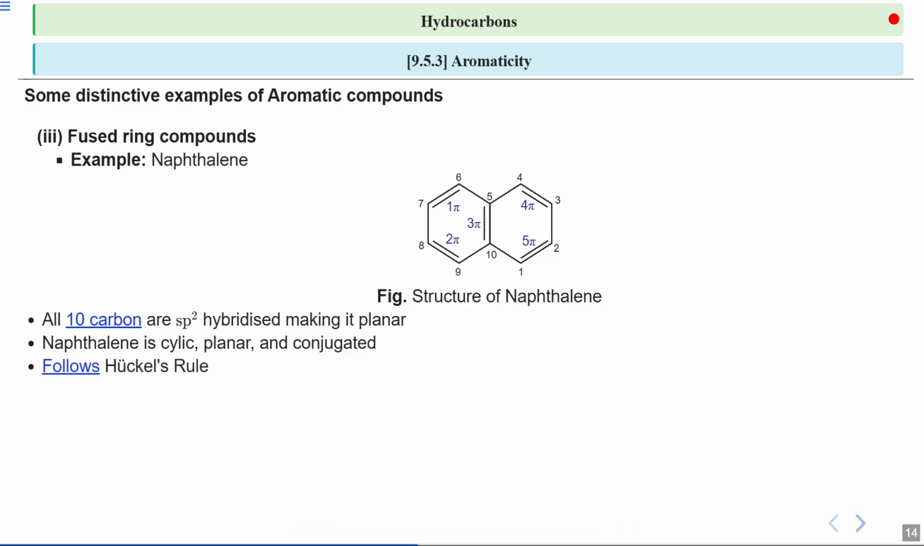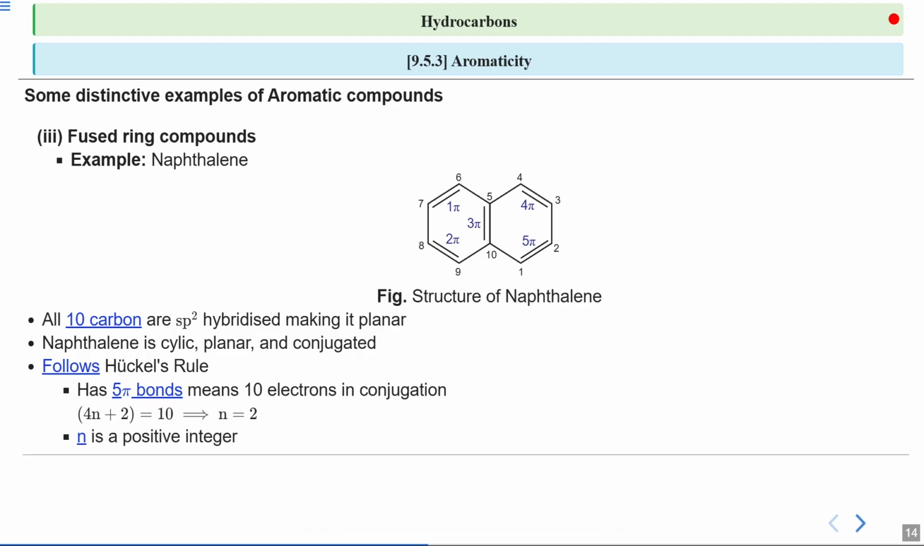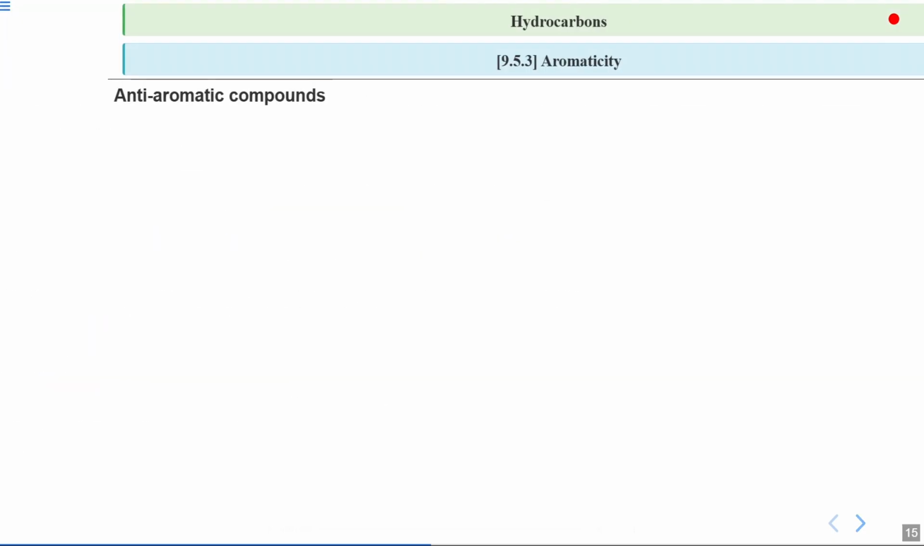And if you look at Huckel's rule, it follows Huckel's rule as well, which is that your pi electrons should be in the count of 4n plus 2 and n should be a positive integer. So let's look at the structure. Total number of pi bonds is 5. Therefore, 10 electrons are possible as pi electrons. Now, if you calculate 4n plus 2 equals 10, you will get n equals 2, which is a positive integer. Therefore, your compound is aromatic as it is cyclic, planar, conjugated and follows Huckel's rule.